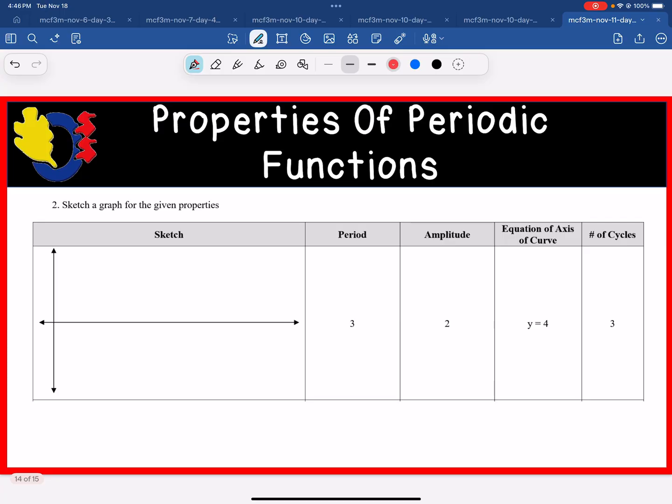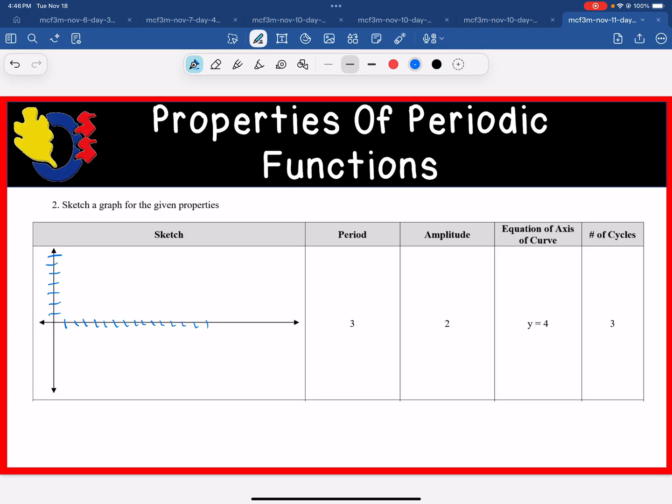All right, next we're going to see if we can work backwards and make a sketch. If I give you the period, the amplitude, the equation of the axis of curve, and the number of cycles, let's see if we can sketch this. The first thing I'm going to do is put in a little bit of a scale down here. I'm sure your drawing is going to be much more beautiful than mine.